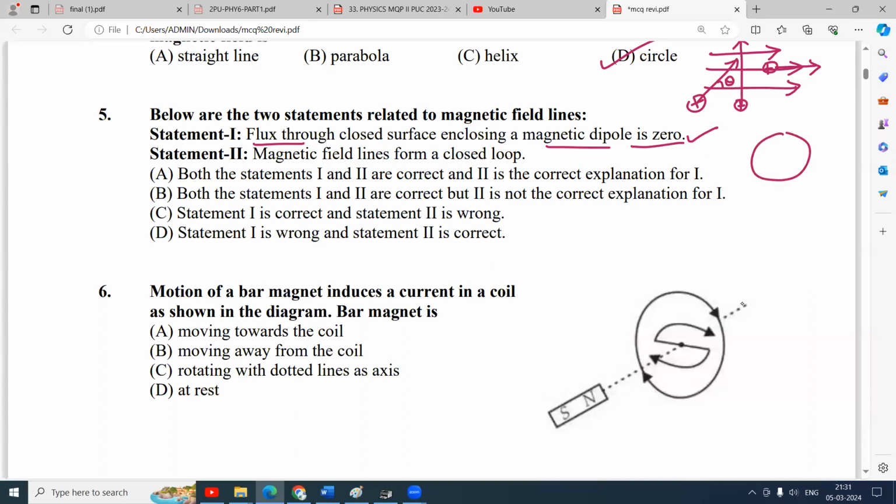So if you have a closed Gaussian surface, with a north and south pole dipole magnet enclosed in it, whatever field lines come out of the North Pole should go into the South Pole. So the net flux through the surface is 0. Magnetic field lines form closed loops. That is the second statement. Yes, the second statement is the correct explanation for the first statement, and the first statement is also true. So option A, both statements 1 and 2 are correct, and the second is the correct explanation for the first.